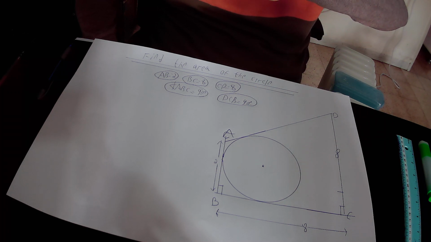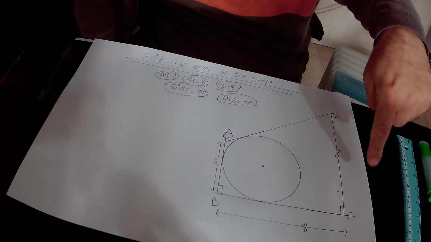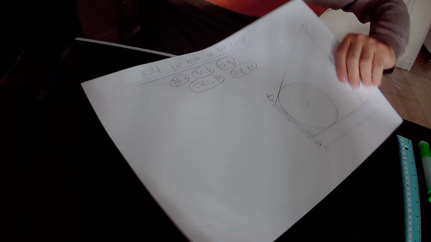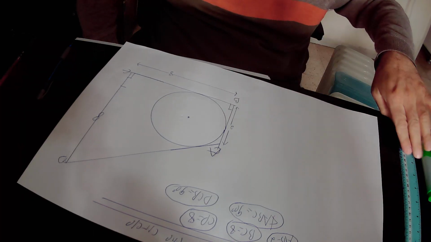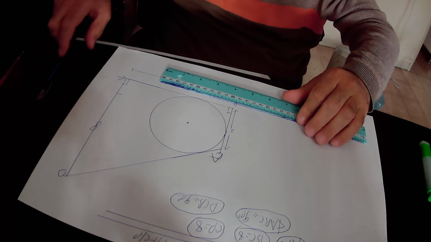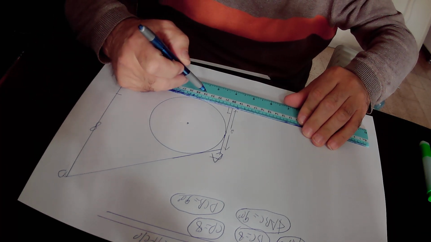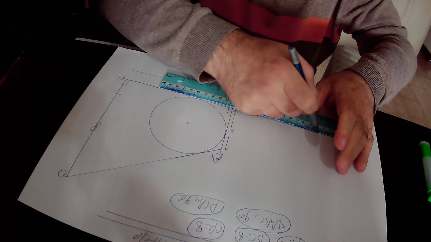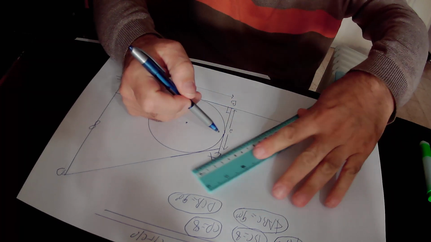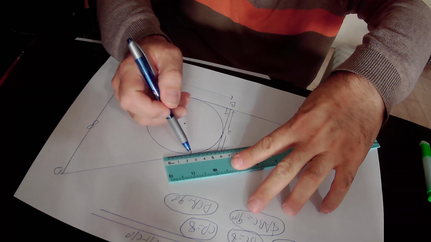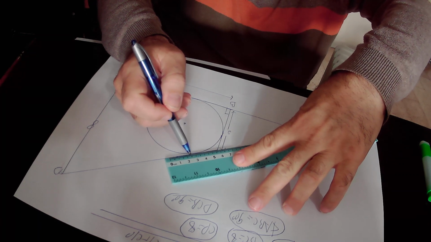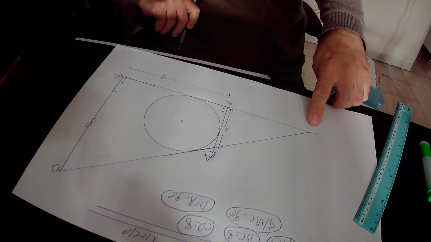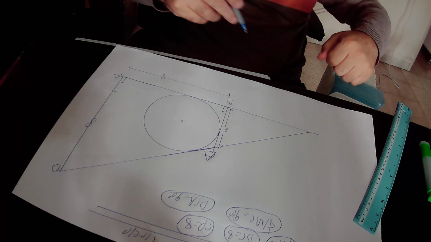So first of all, we will do a construction. We'll extend side DA and side CB of the quadrilateral until they touch each other. So this is their touching point. We define the touching point as M.